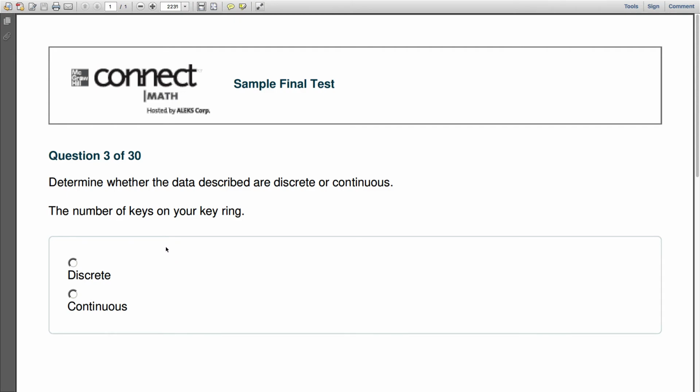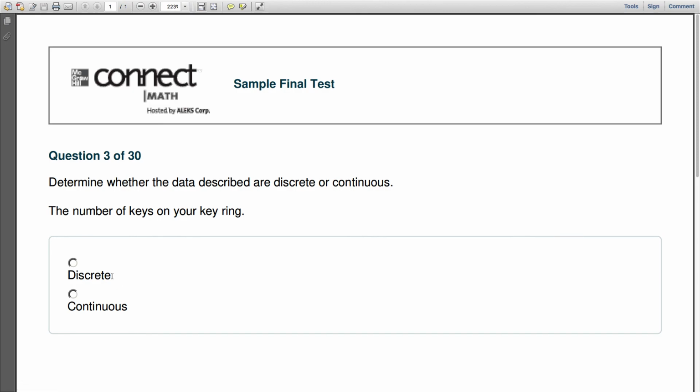A good way to test this is to think if your answer would make sense if it was some number and a half. So keys on your key ring, 4.5 doesn't make sense. But things like how long it takes me to drive to the store could be 10.5 minutes. How tall somebody is, they could be 63.5 inches. The continuous ones are usually something where you measure, like a time, a distance, a height, a weight, those sort of things.